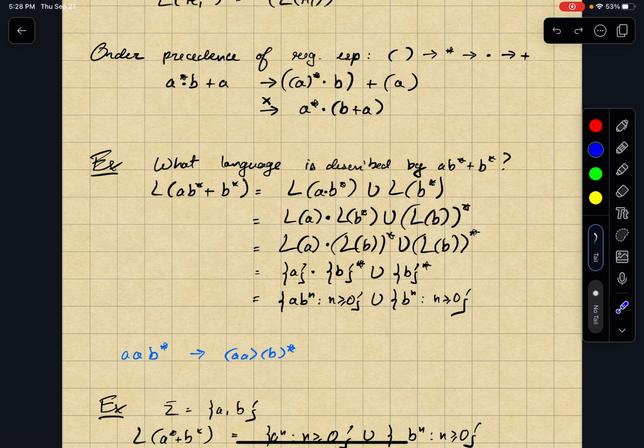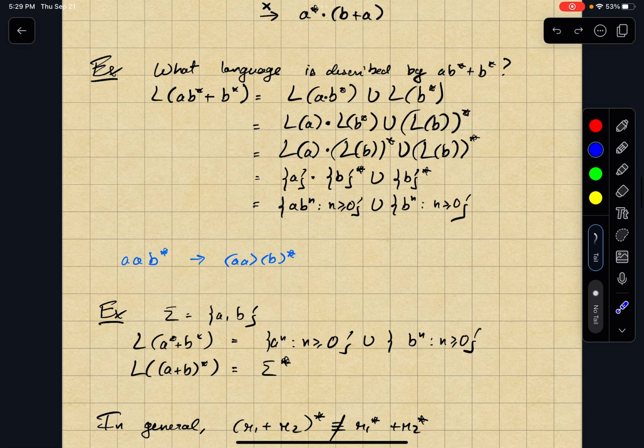Okay, so now this is the formal mechanical procedure to get from a regular expression to an explicit representation of the language that it describes. But usually you don't really have to go through all this trouble. And once you get familiar enough with regular expressions, you can typically write down the explicit language quite quickly.